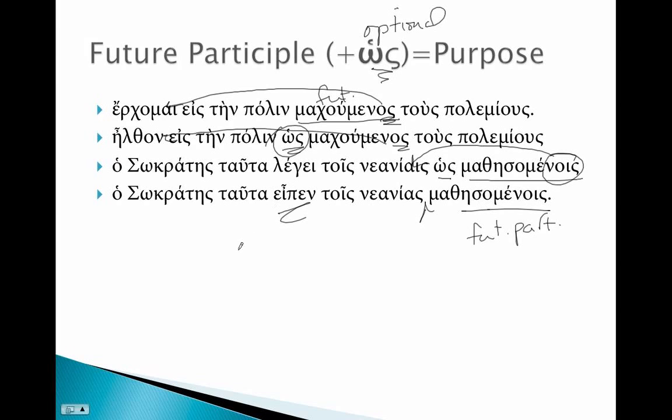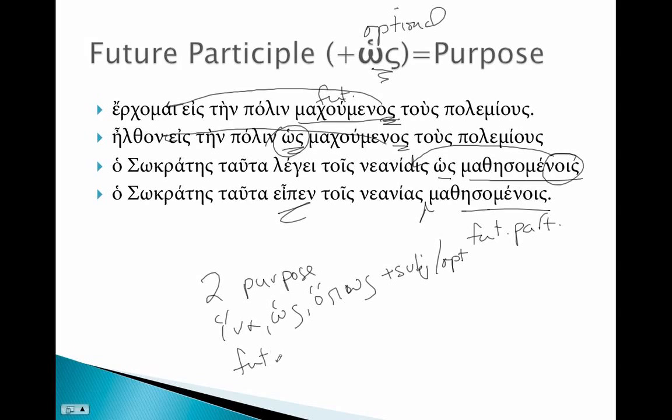So to recap, we've got two ways to do purpose. We can use hina, hos, or hopos plus subjunctive, or optative if the main verb is in the past tense, or we can use the future participle, and you can use hos if you want to.